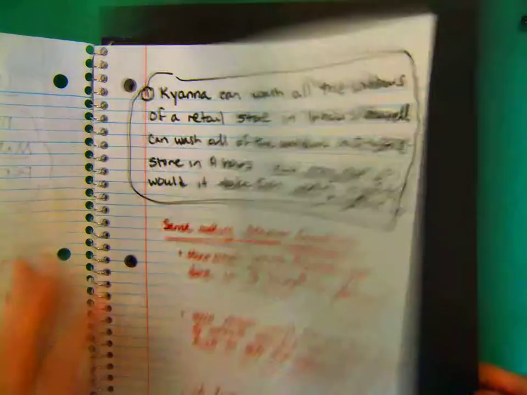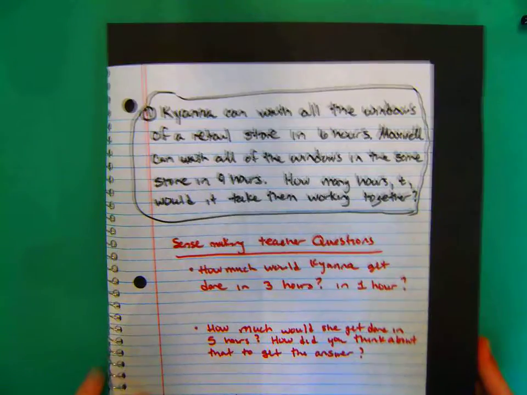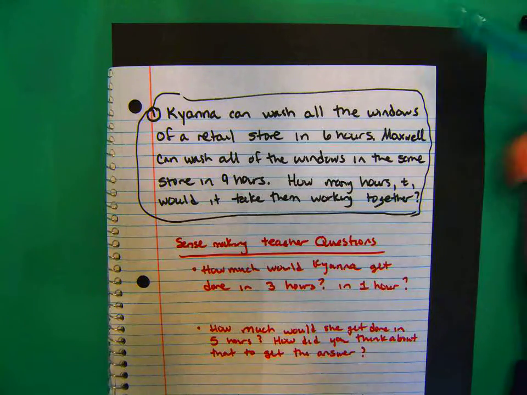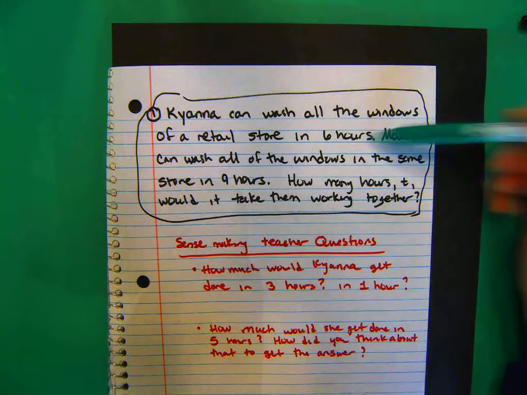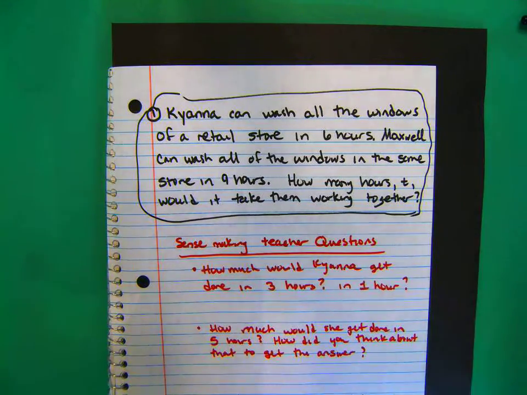So let's just start by looking at a work problem. That's one of the problems on most of the worksheets. You might have different student names because I noticed different leads were changing names to match students in their class, but one of the problems was about washing windows. And Kiana could wash all the windows in a retail store in 6 hours. Maxwell could wash all the windows in the same store in 9 hours. How many hours T would it take them working together?